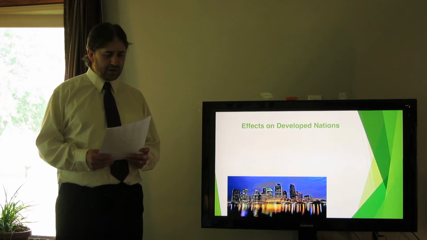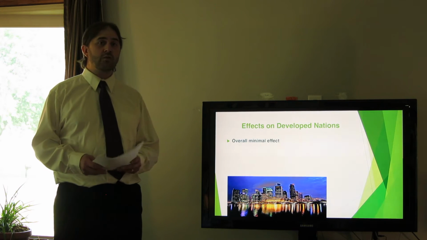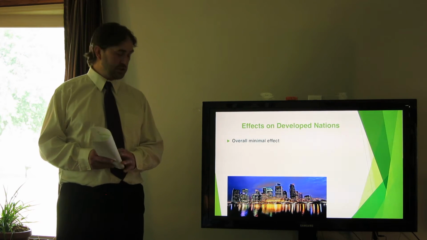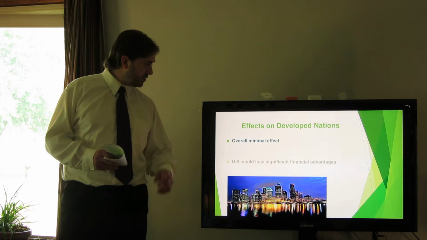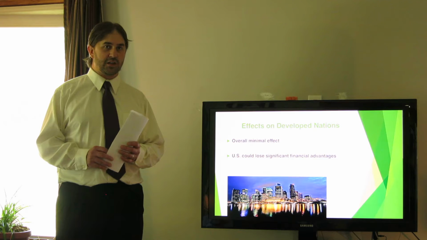Now let's look at some effects on developed nations. Truly, it would be an overall minimal effect on developed nations. In fact, only one nation really stands to lose anything significant, and that would be the United States.